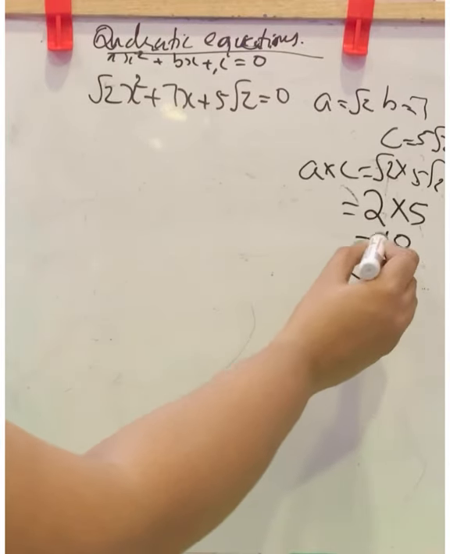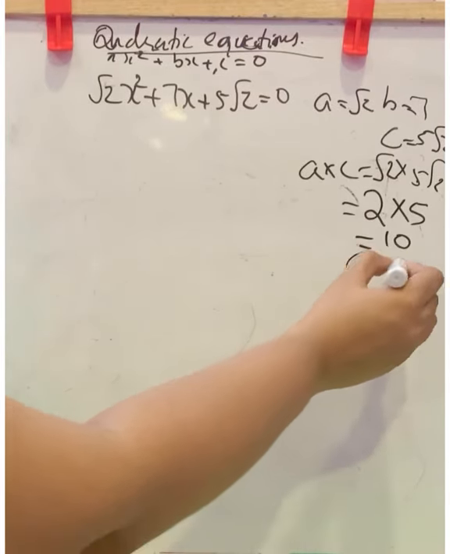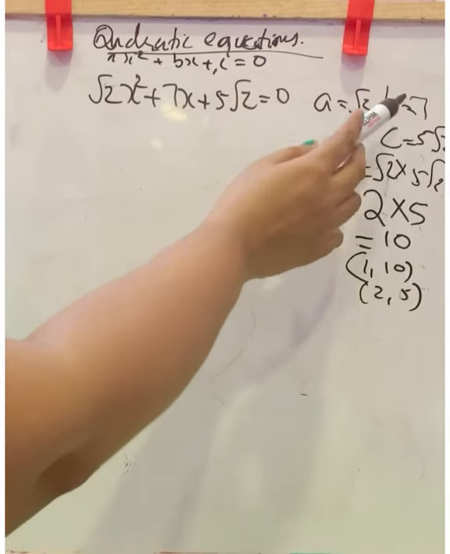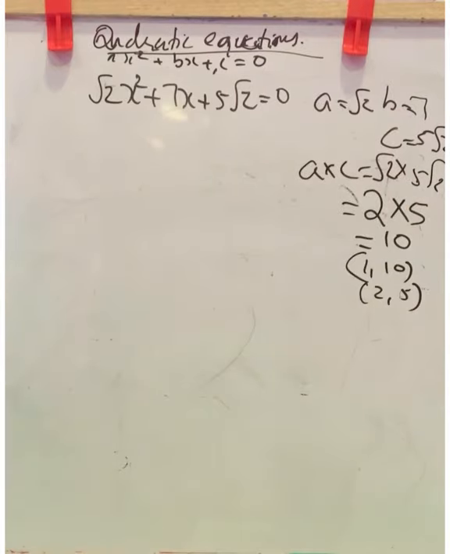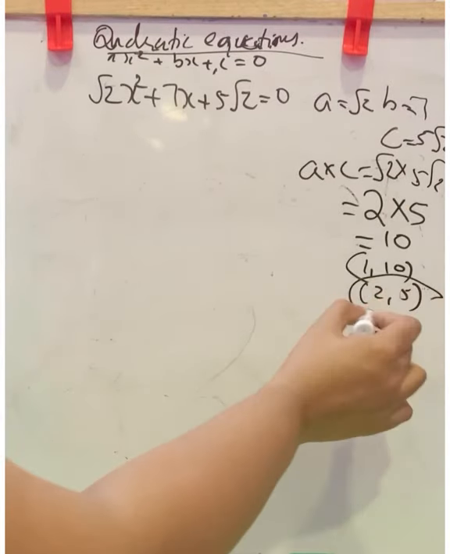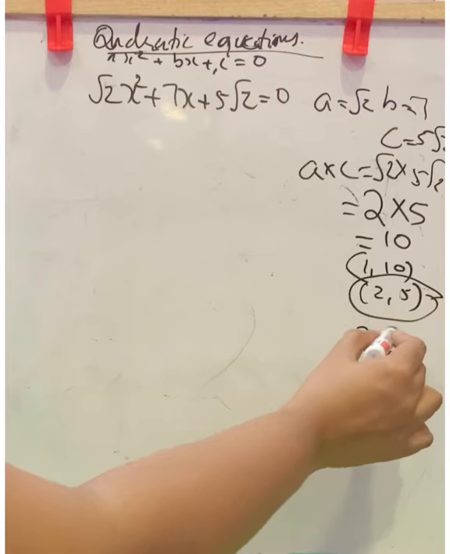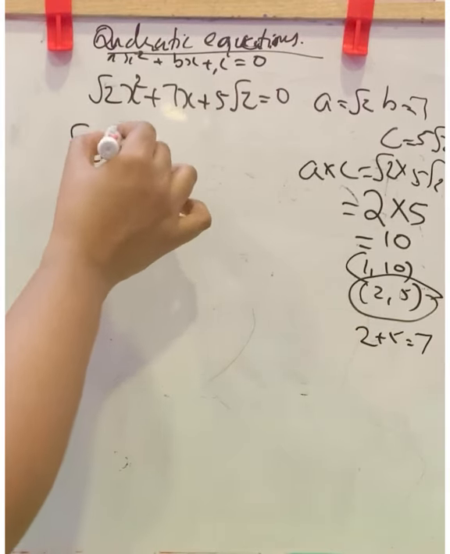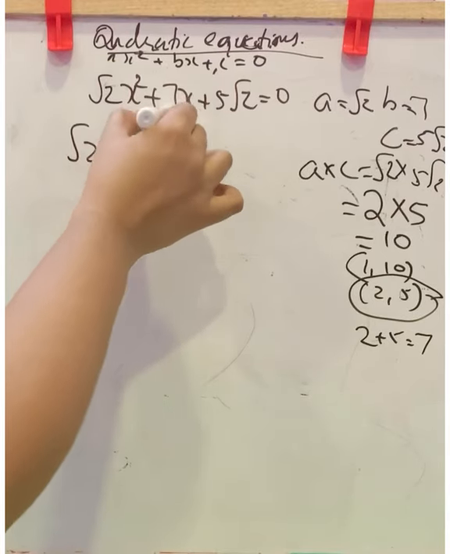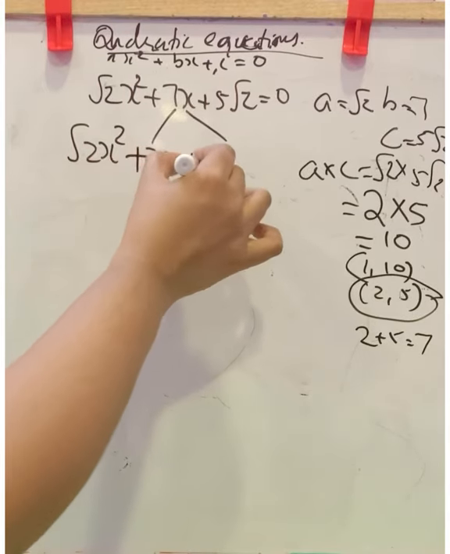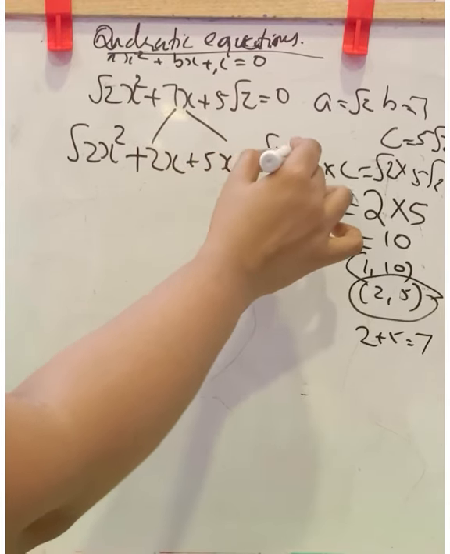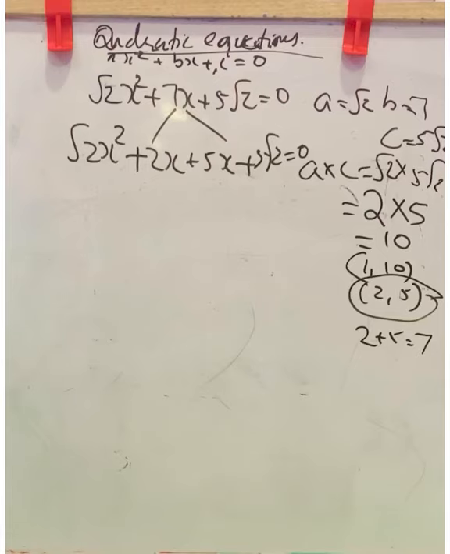Now factors of AC, 1 tens are 10, 2 fives are 10. Now check these factors with b, 7. To get 7, you will take this pair. 2 plus 5 is 7. So we can split it like that. Root 2 x square carry down, plus 7x splitting as 2x plus 5x, plus 5 root 2 carry down, equal to 0.